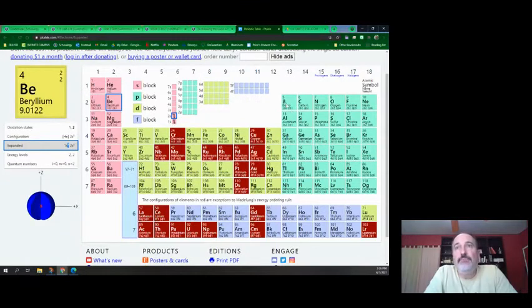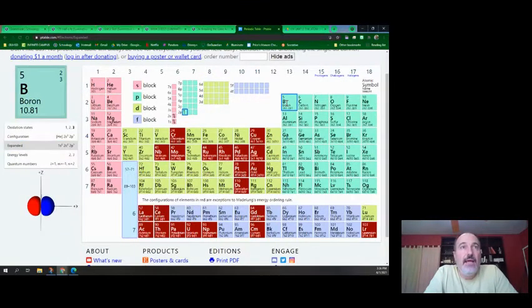Now, if we jump over here to boron, okay, now boron's in the p's. After 2s2 comes 2p. And since it's the first one in this section, that'd be 2p1. All right, another electron, it'd be 2p2, 2p3, 2p4, 2p5, and then 2p6. Hopefully you're watching these guys over here. All right.